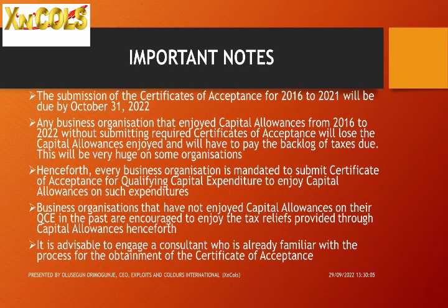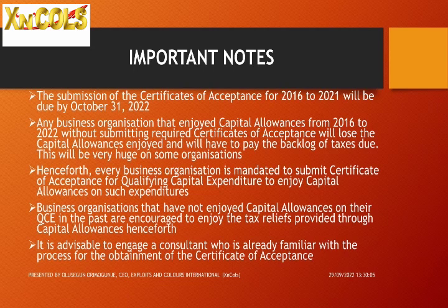Any business organization that enjoyed capital allowances from 2016 to 2021 without submitting the required certificate of acceptance will lose the capital allowances enjoyed and will have to pay backlog of taxes due. And I'm sure you can imagine the huge implication that will have on their financial performance for this year. This will be very huge on some organizations. It could actually be strong on some organizations.